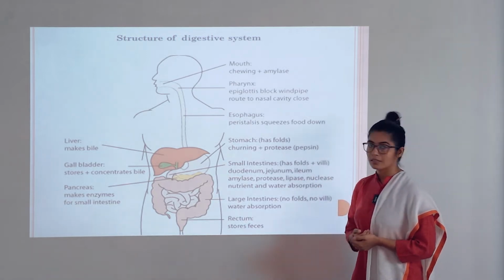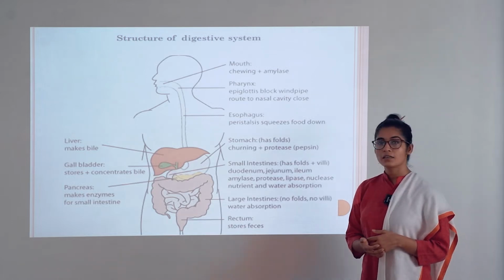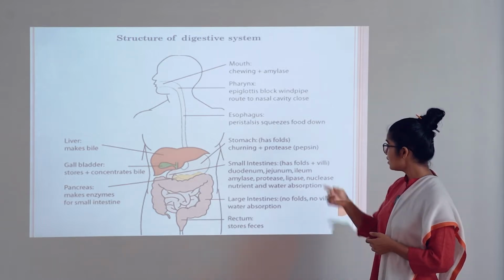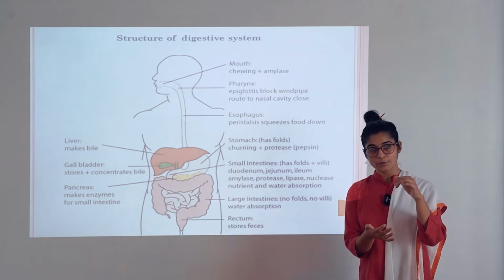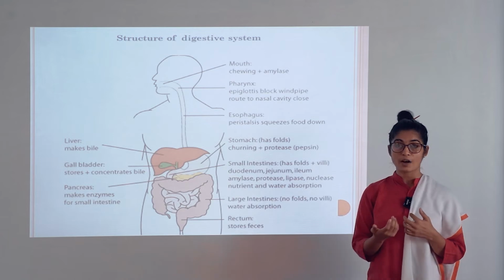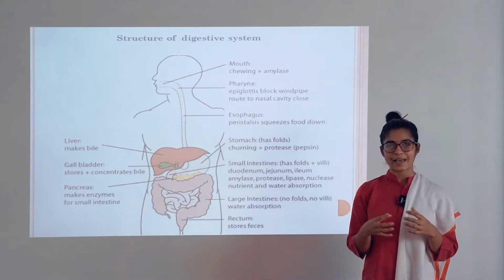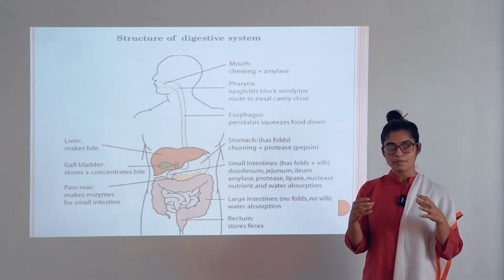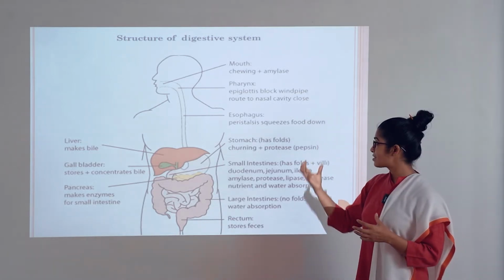Next, we see the esophagus. The esophagus is the food pipe. It is located just behind the trachea. The function of the esophagus is to propel the food further towards the stomach. Peristalsis squeezes food down. The esophagus is made of smooth muscles and skeletal muscles, whose main function is expanding and contracting movements, and to move the food further, there are peristalsis movements.